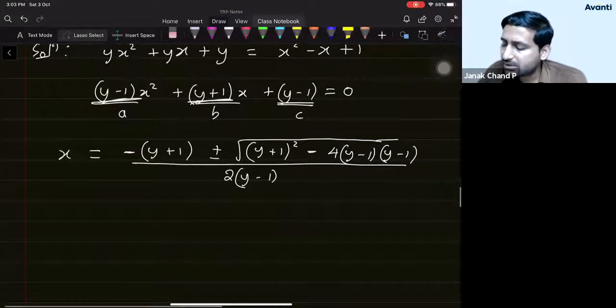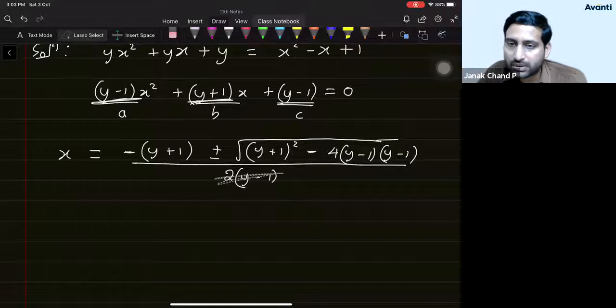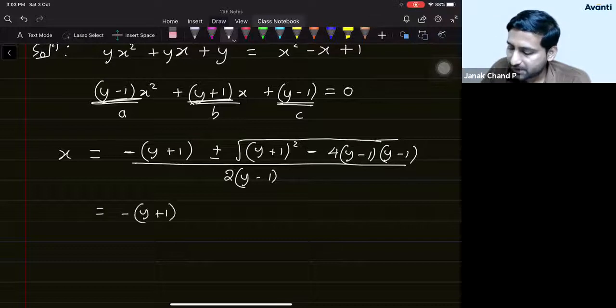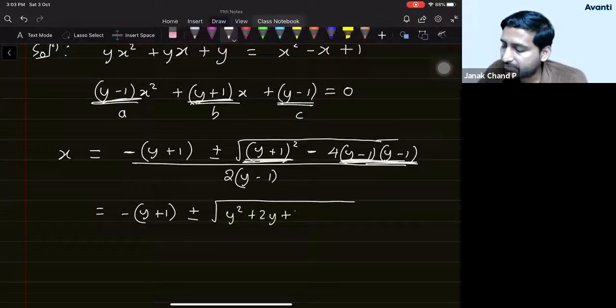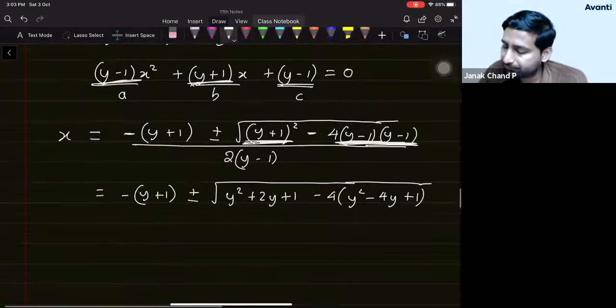Fine. First of all, student, we know that we can simplify this a little bit, right? Let us do that. There's nothing we can do here. There's nothing we can do here. But this we can surely simplify. Minus (y plus 1) plus or minus the root of, just use the whole square formula. And remember, student, this is also y minus 1 the whole square, right? This is y minus 1 whole square, and this is y plus 1 whole square. So I would say y square plus 2y plus 1 minus 4 into (y square minus 2y plus 1). I have just used the y minus 1 whole square formula. Whole divided by 2 into (y minus 1).